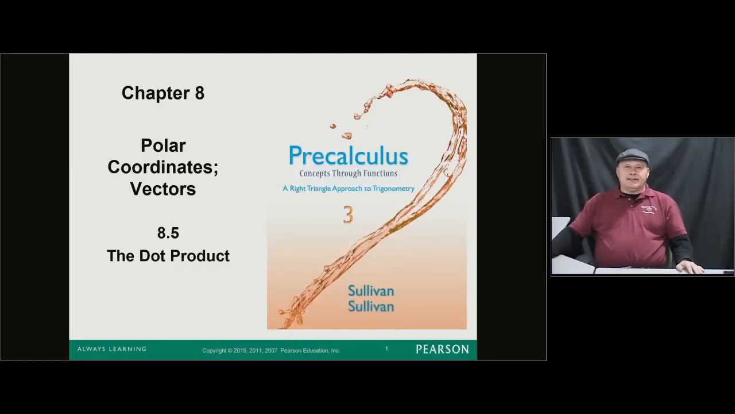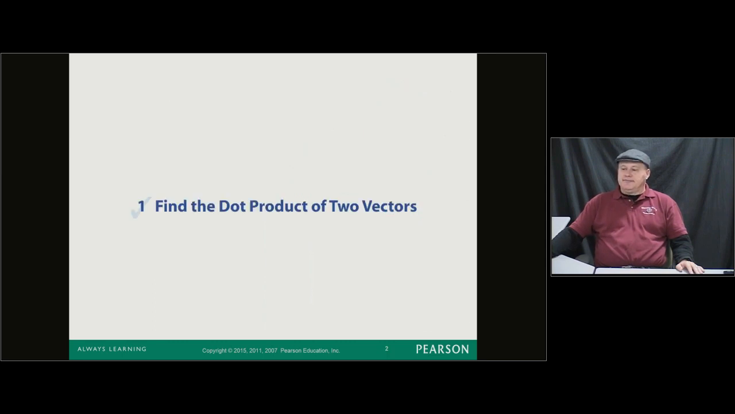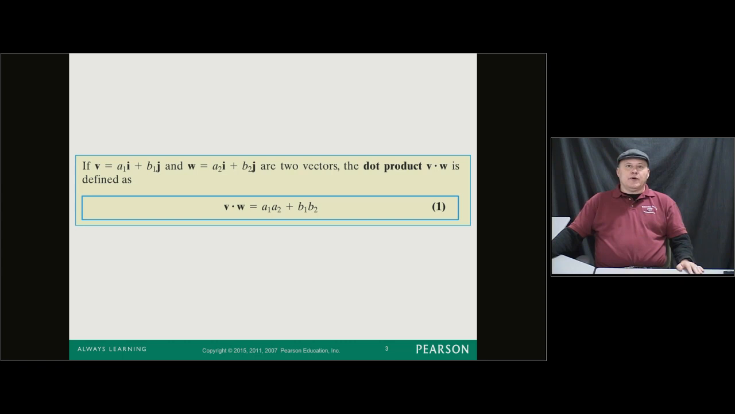Hello. In this discussion, we're going to be continuing our discussion on vectors, more specifically something called the dot product. So it's a new operation. So let's begin with the definition of what the dot product is.